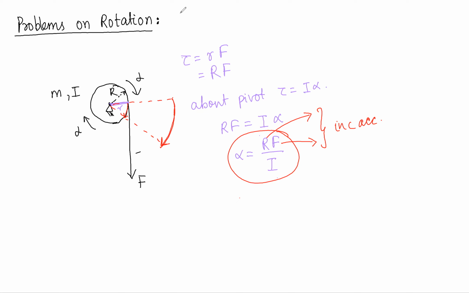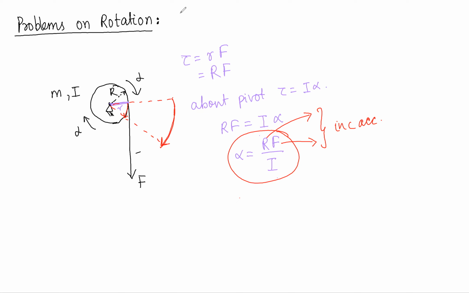So if you reduce the radius of the wheel and all that stuff, the moment of inertia is going to change. So if you reduce the radius of the wheel, I is going to decrease, and as a result of that, the angular acceleration alpha is going to be greater.